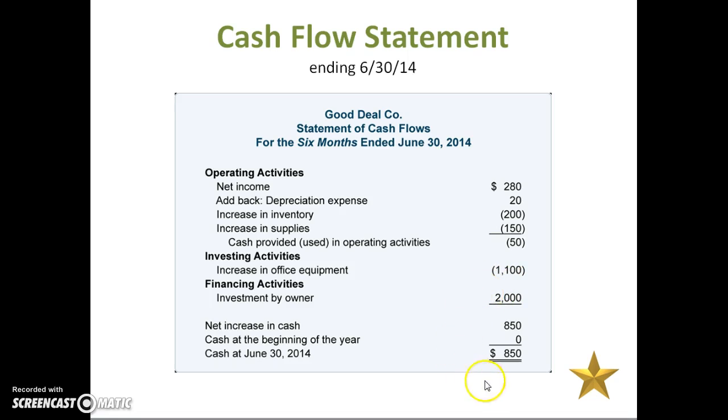business. And then we come to the formula where we take our net increase in cash plus the cash at the beginning of the year, and that will end up with our cash on June the 30th, 2014, which is actually our 6-month point.